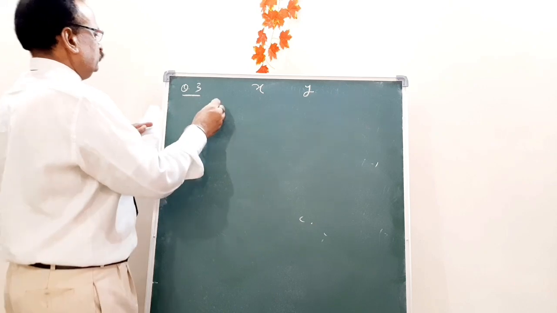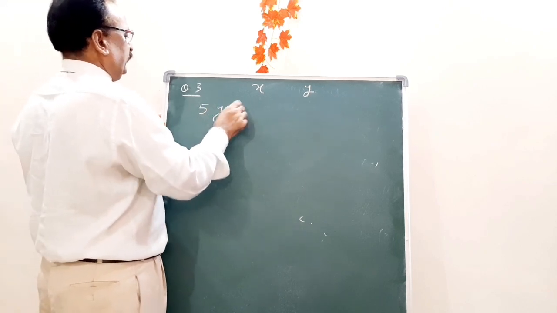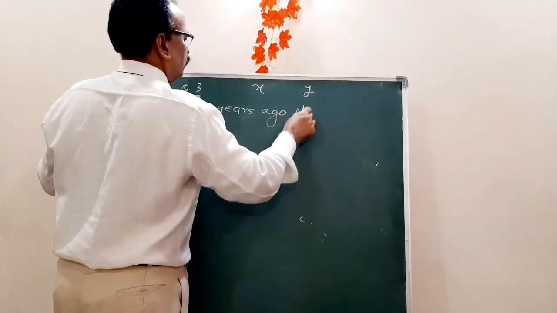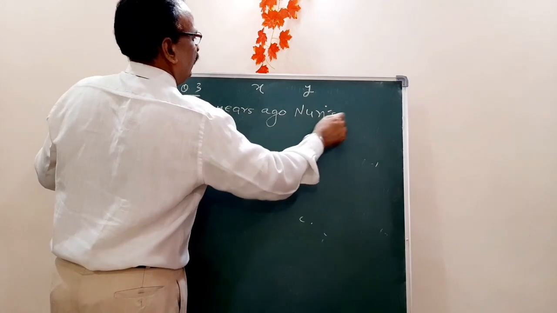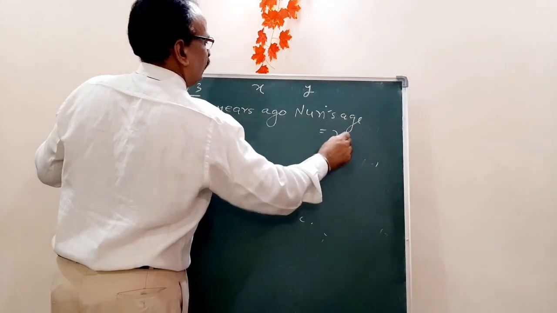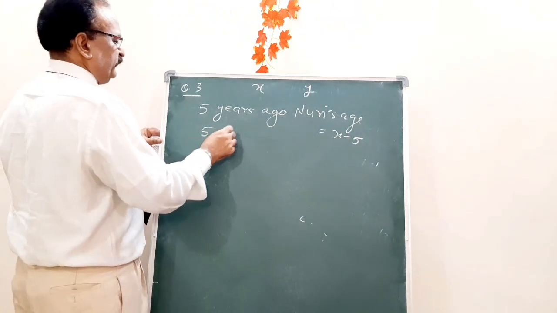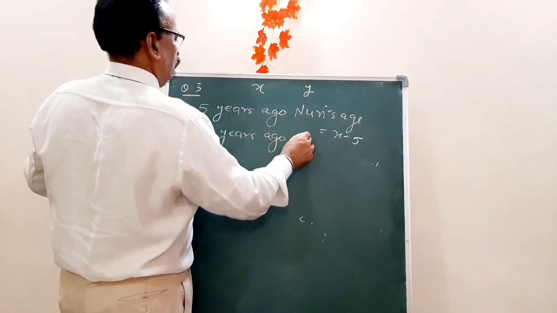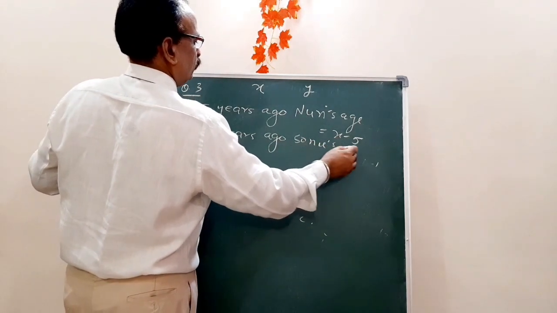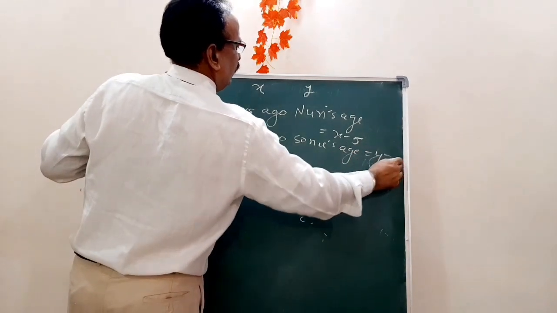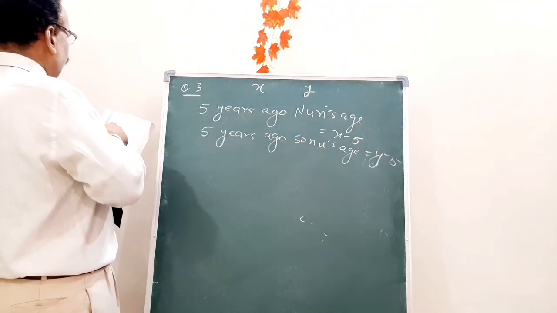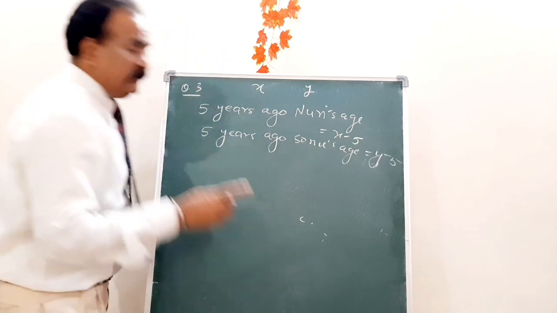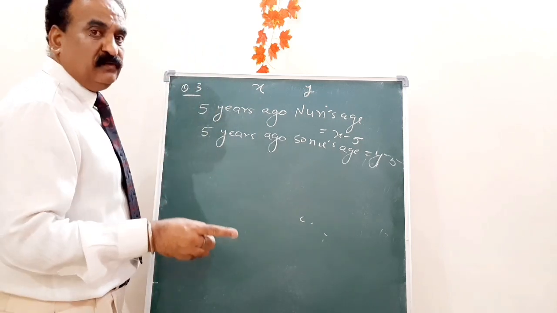5 years ago, Nuri's age is equal to x minus 5, and 5 years ago Sonu's age is equal to y minus 5. Okay, 5 years ago Nuri was 3 times as old as Sonu.